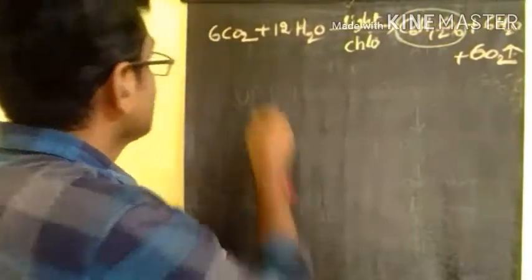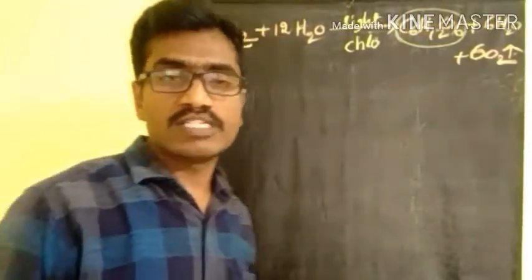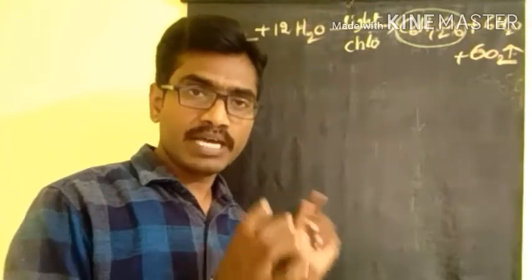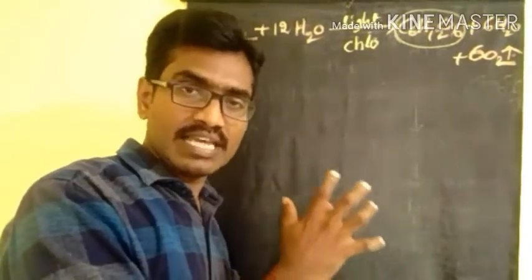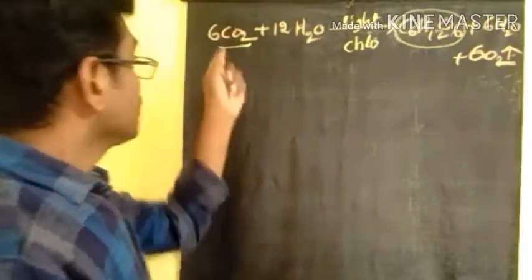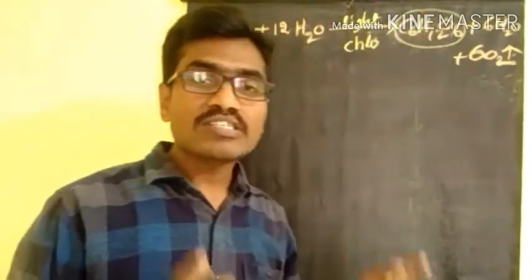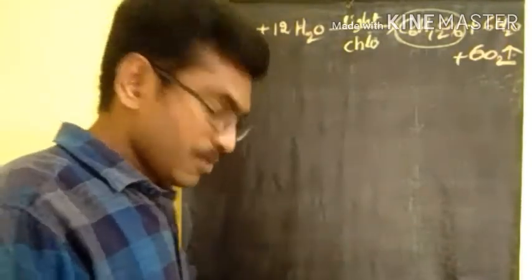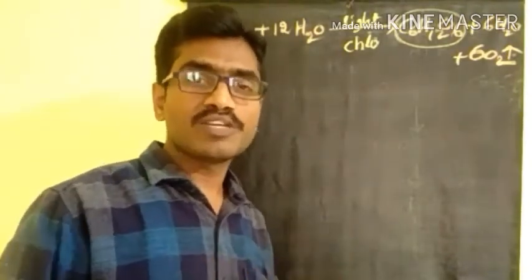Now let us take the first factor, carbon dioxide. By performing this experiment, we can prove that without carbon dioxide plants cannot synthesize food. Now we are going to discuss the procedure involved in performing this.